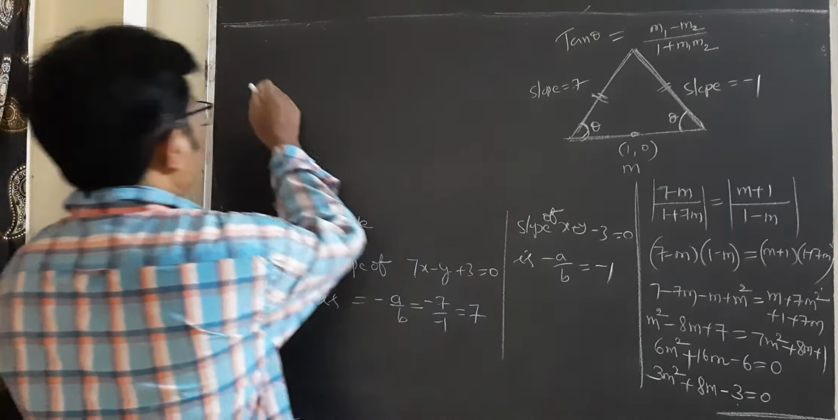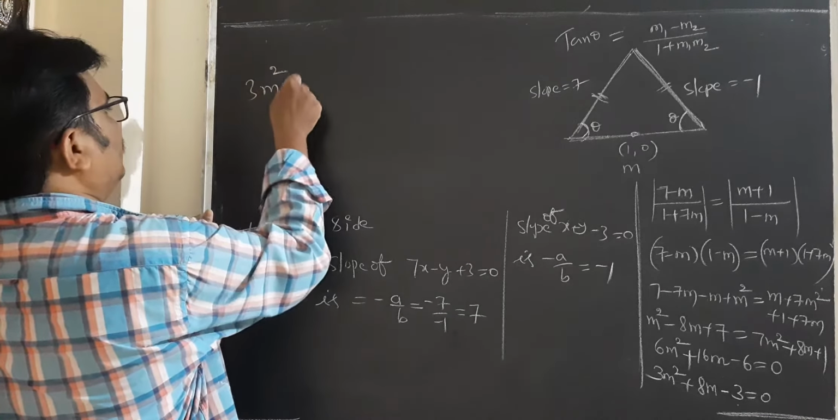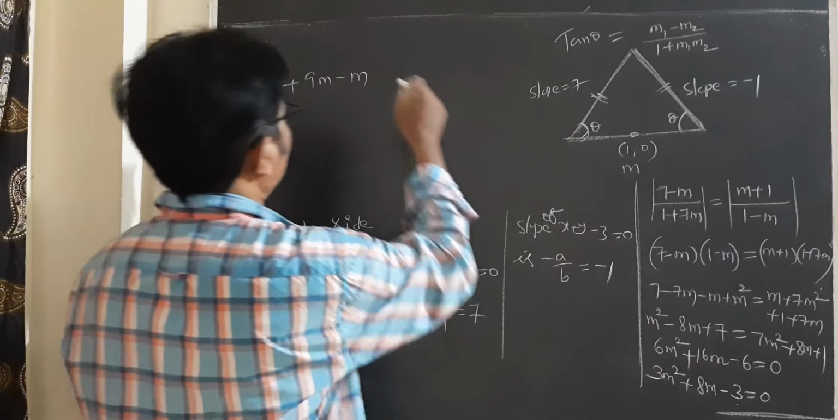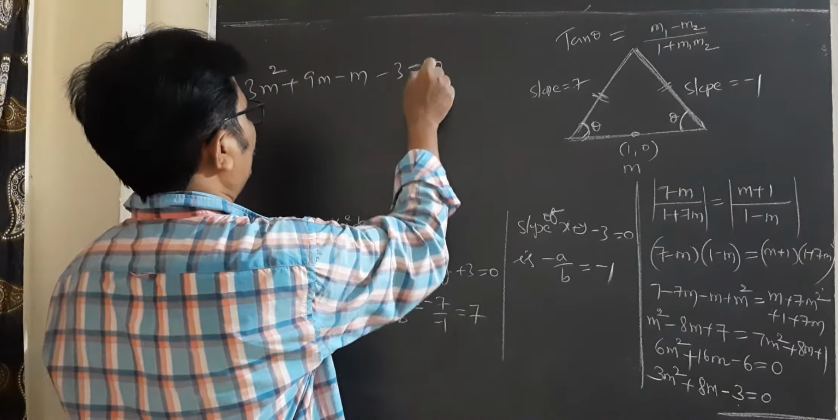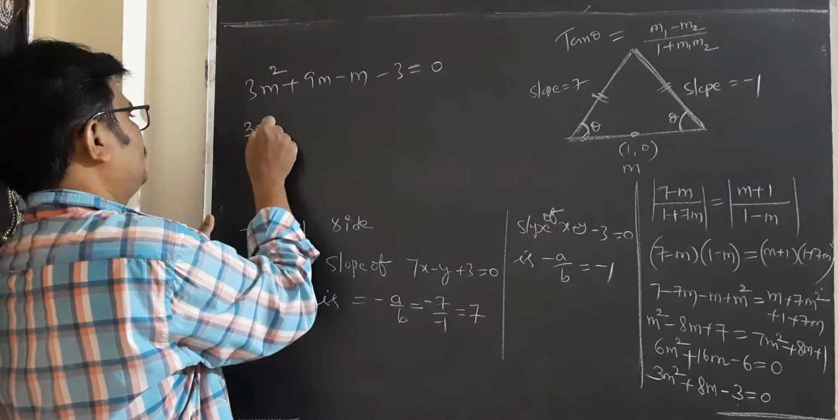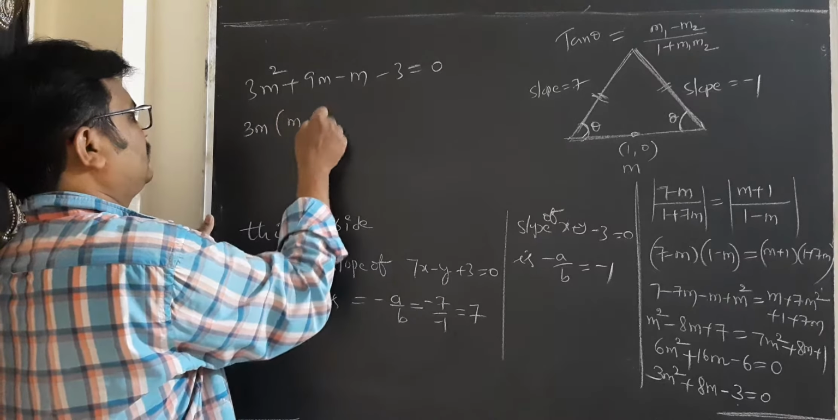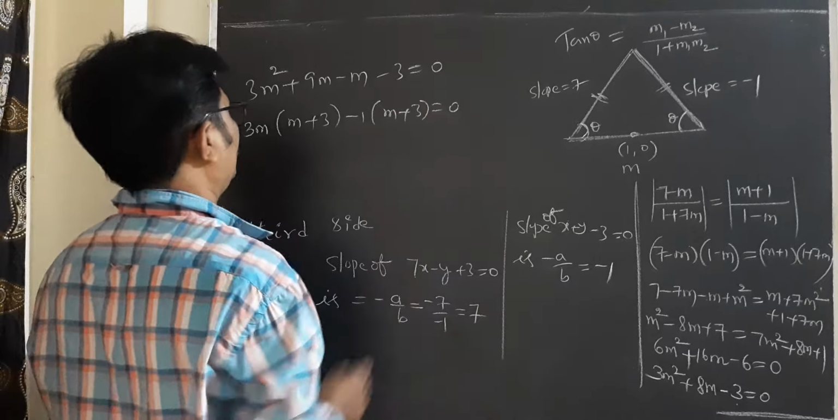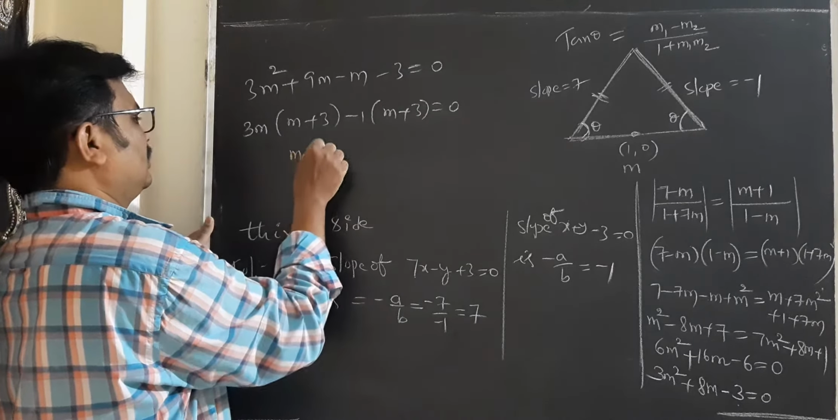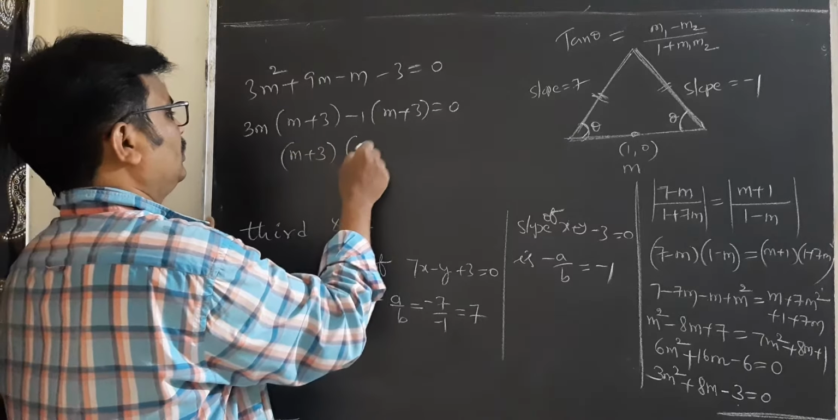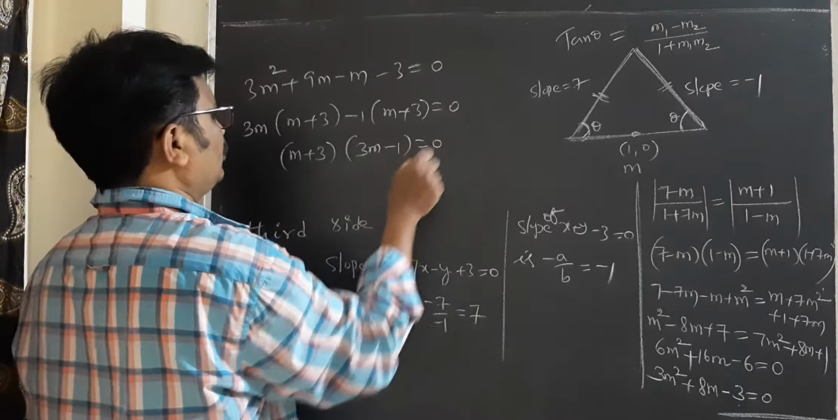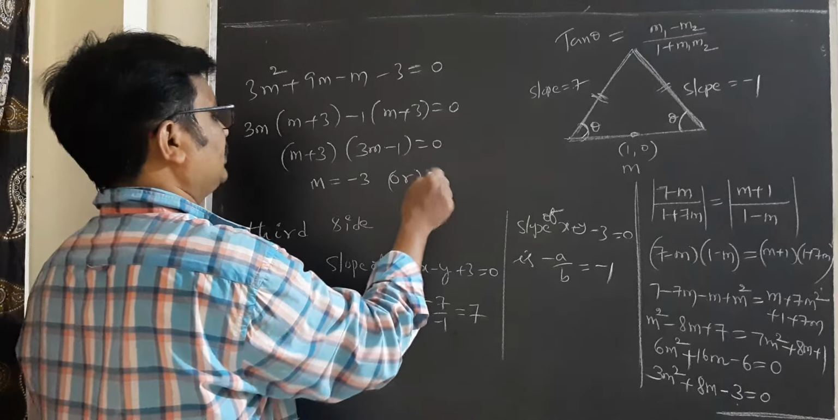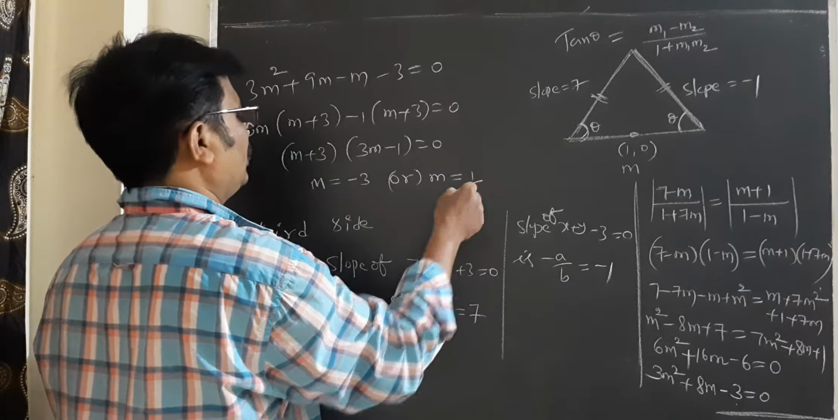Therefore students, 3m² + 9m − m − 3 = 0. Now students, 3m is common in the first two terms, and −1 is common in the last two, so (m + 3) is common: (m + 3)(3m − 1) = 0. Now we are getting the two values of m: m = −3 and m = 1/3.